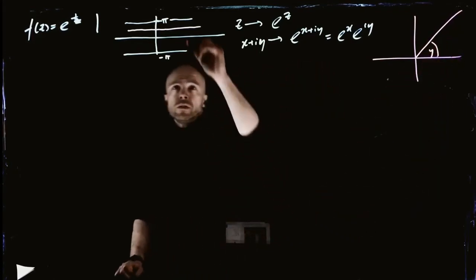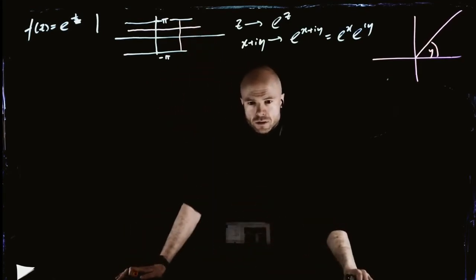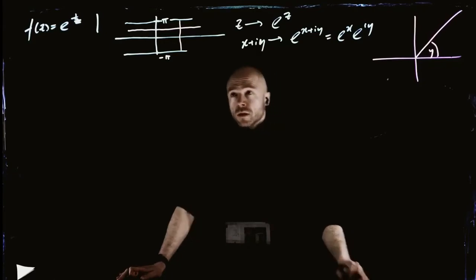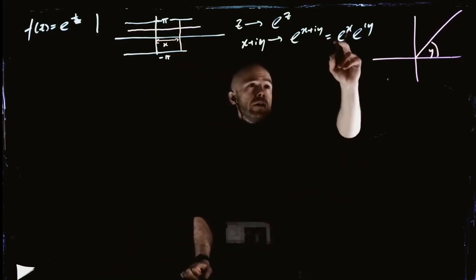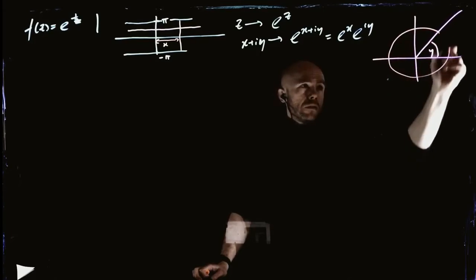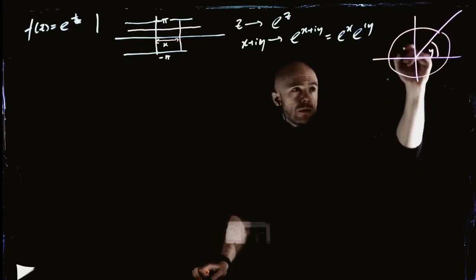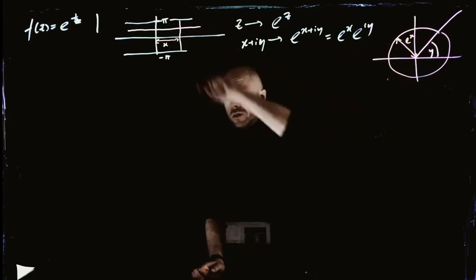What about if we do something like this? Now the x is fixed and the y is changing. It's going to give us a circle. And what will the radius of the circle be? If this thing is x, then the radius of the circle will be e to the x. Okay, so what does it do to the strip?